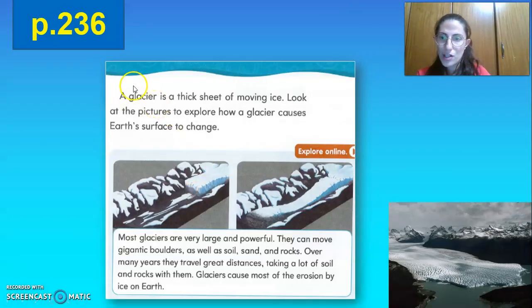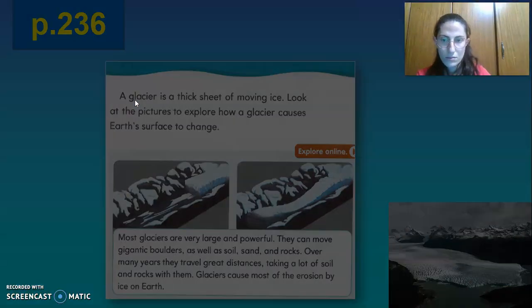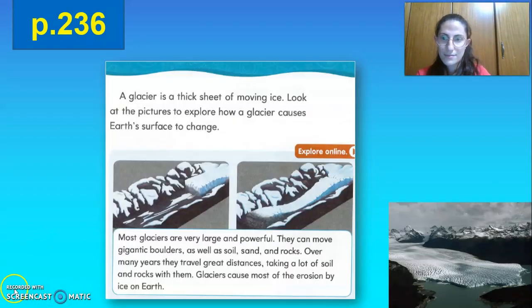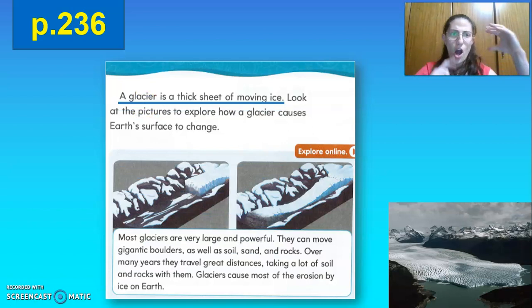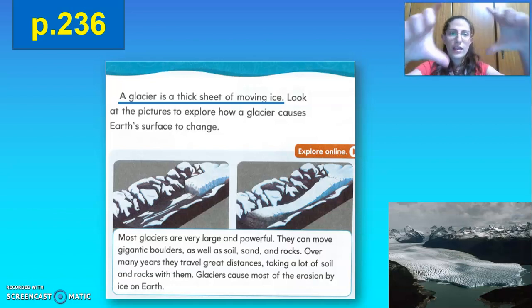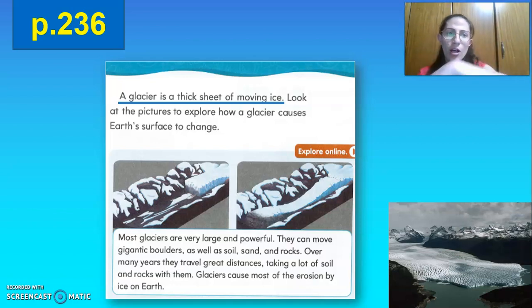So, what is a glacier? Let's repeat all together. A glacier is a thick sheet of moving ice. All together, we underline it. What is a glacier? A glacier is a thick sheet of moving ice. One more time. Faster. A glacier is a thick sheet of moving ice.